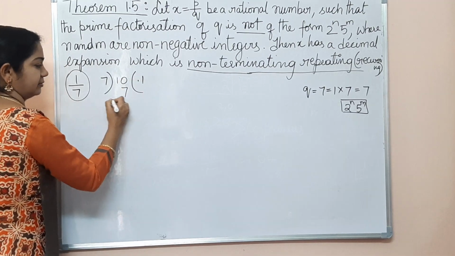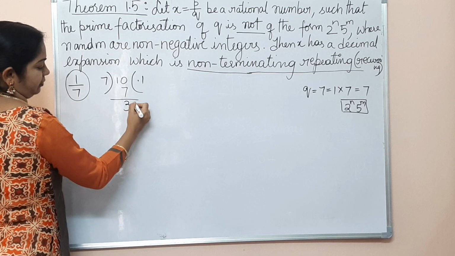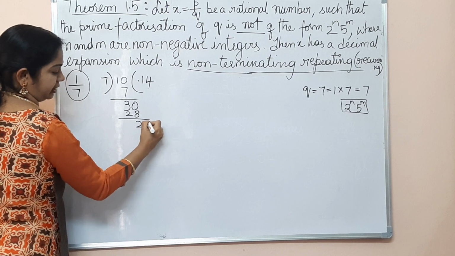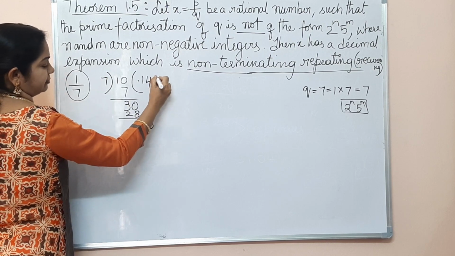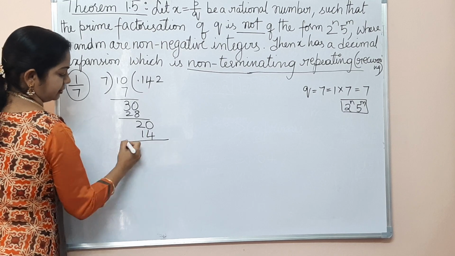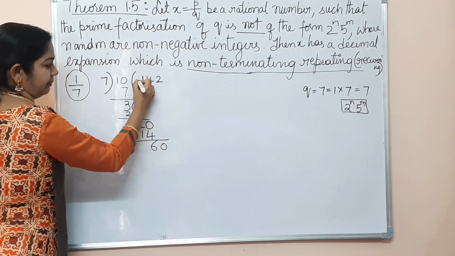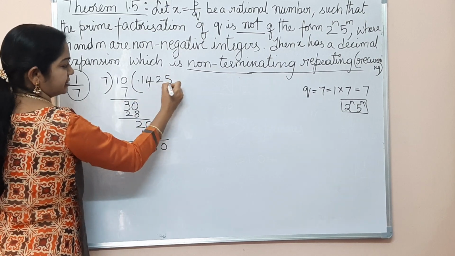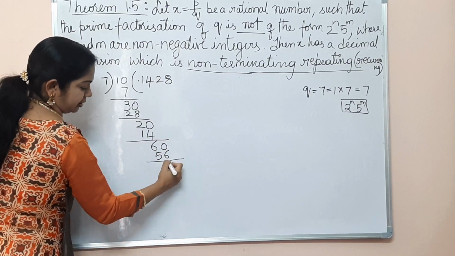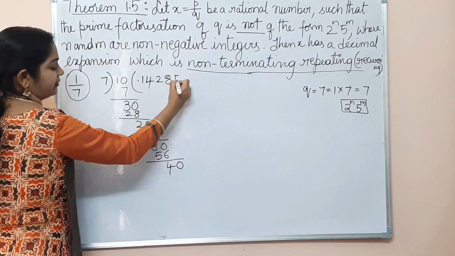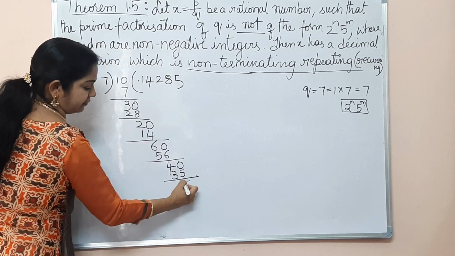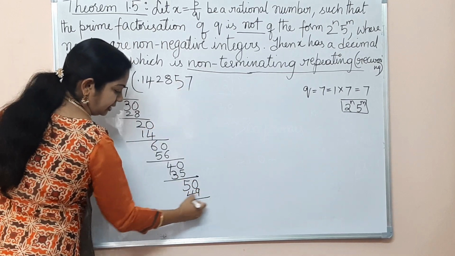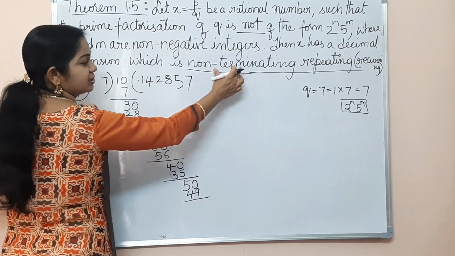7 ones are 7, remainder 3. Now we can take 30. 7 fours are 28, so 2. We can take another 0 again. 7 twos are 14, so 6. Again we keep a decimal point and take 0. 7 eights are 56, so 4. Again we'll take 0. 7 fives are 35, so 5, and again 0. 7 sevens are 49. See, it is going on. It is not ending. That means it is not terminating.